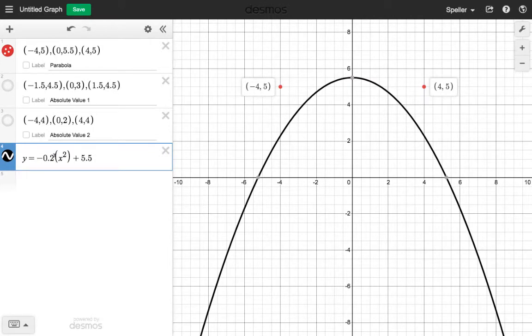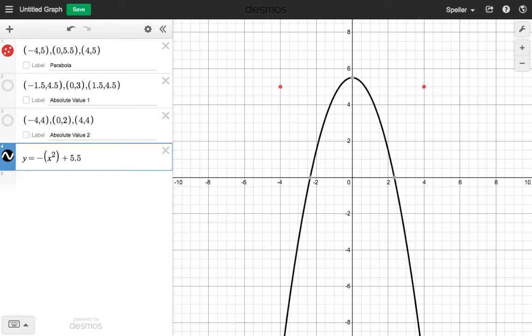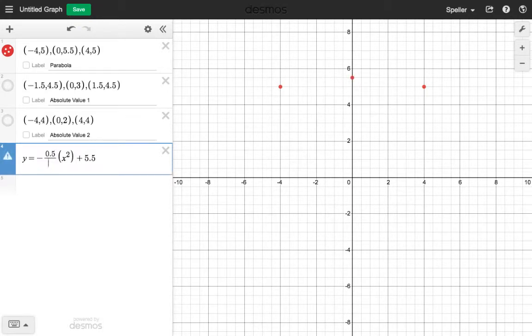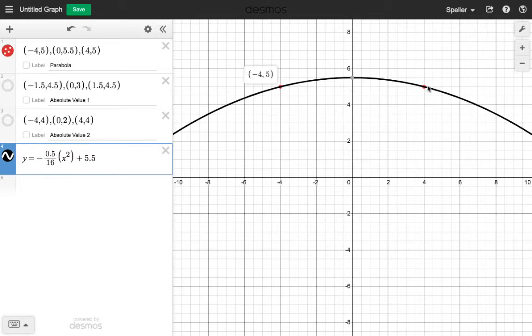So let's go ahead and do that. We're going to get rid of this here. And it was -0.5, and I wanted that quantity to be divided by 16. And now notice that we do have our parabola going through those 2 points.